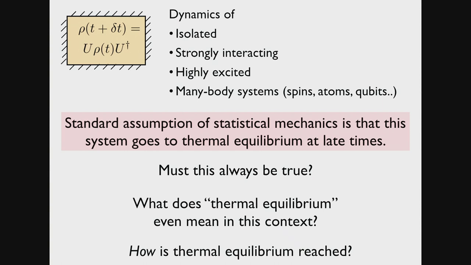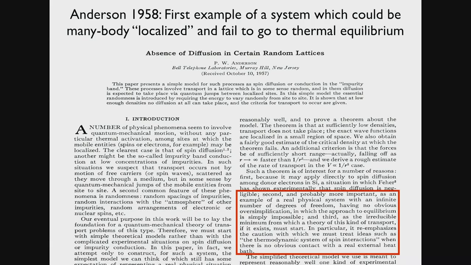What's microscopically going on in this big system that enables it to get to equilibrium at late times? Okay. So to start with, must this always be true? I just want to flag this really visionary paper by Phil Anderson, the founder of modern condensed matter physics, from 1958. Anderson really provided the first example of a system which is many body localized. And by localized, we mean this is a system which fails to go to thermal equilibrium, okay?